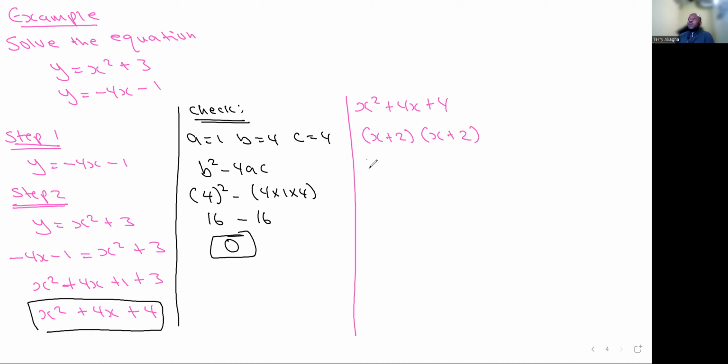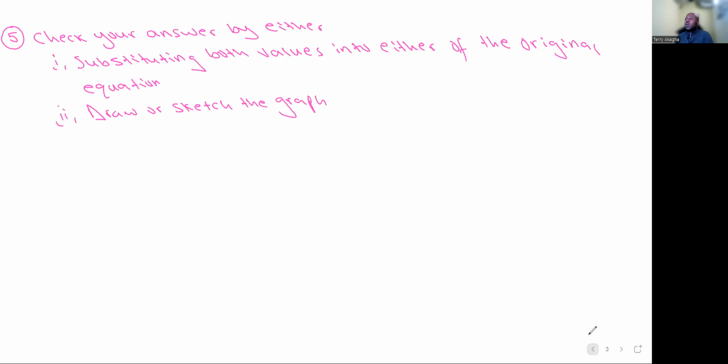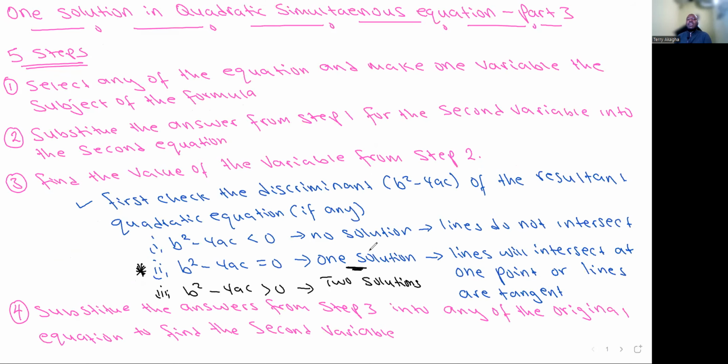And this is equal to 0. So that means x plus 2 is equal to 0, and x plus 2 is equal to 0. So we're going to have x is equal to minus 2, twice. Are you seeing it? So you can see we're having just one solution, as we predicted.